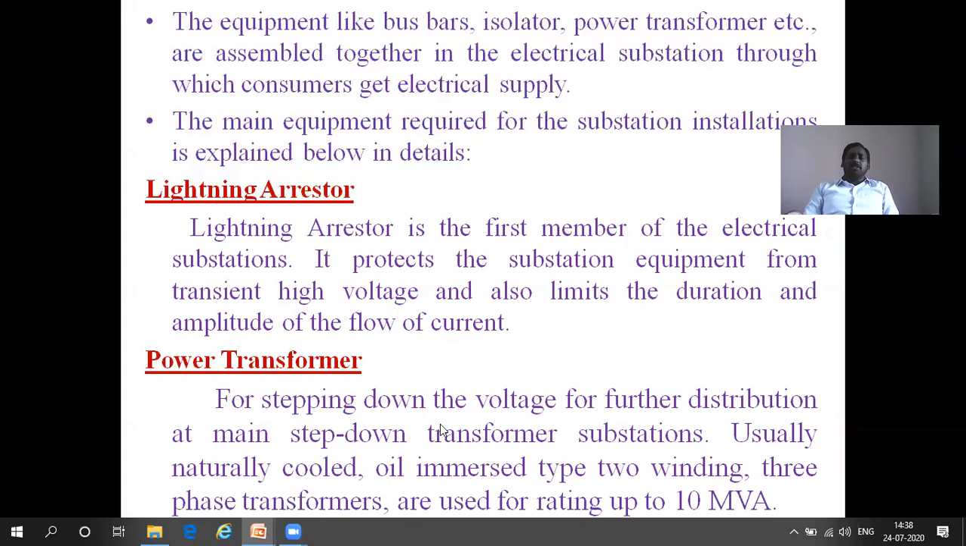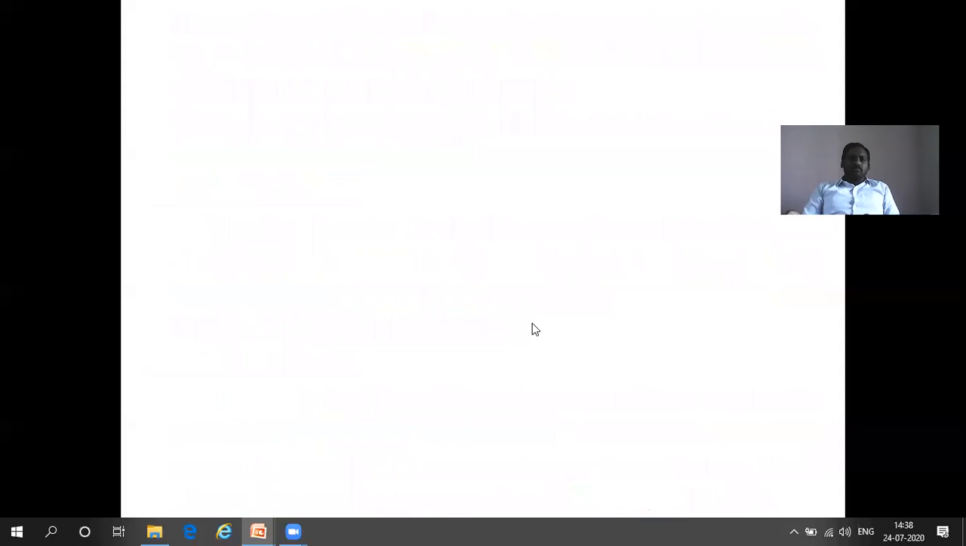That power transformer is a step down transformer. That means it can step down the voltages for further distribution at main step down transformer substations. Generally, we use a naturally cooled or oil immersed type, two-winding, three-phase transformer. Their ratings are up to 10 MVA.